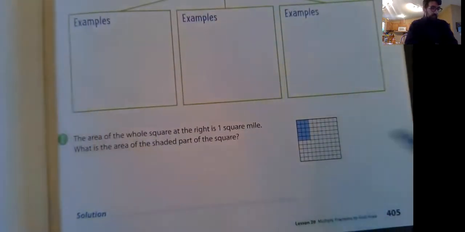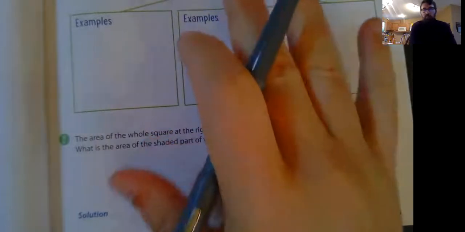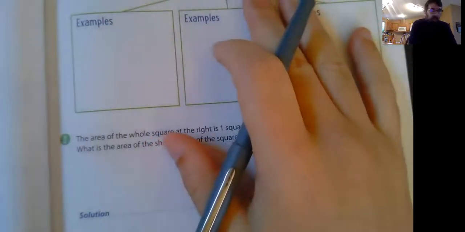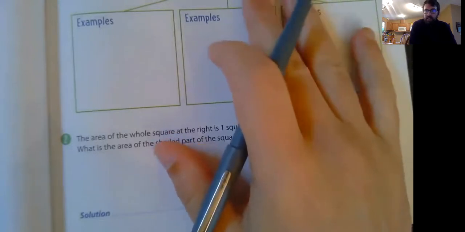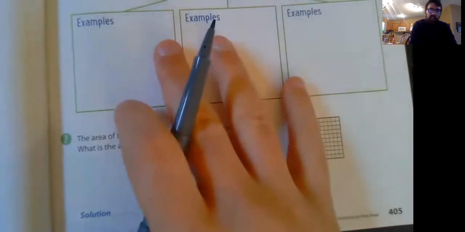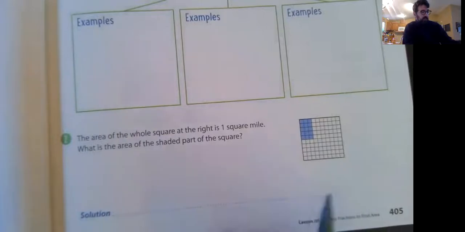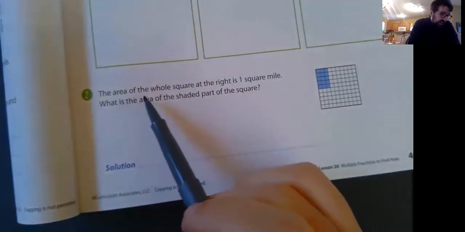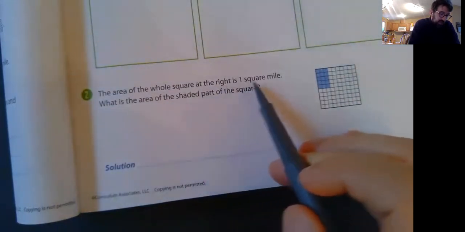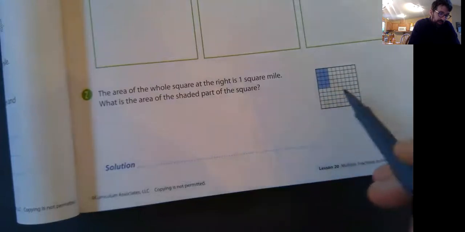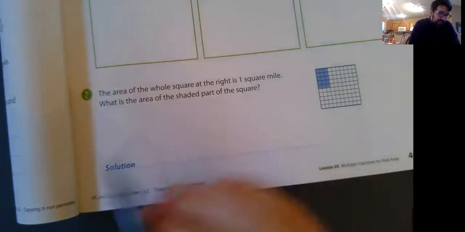Yep. So again, these are examples of area model. We've talked about area model a ton of times in class, so it shouldn't be anything new or special. But the idea is that we're just applying it now to fractions, right? So let's do number 2 here together. It says the area of the whole square is 1 square mile, right? 1 mile by 1 mile, 1 square mile. What is the area of the shaded part?